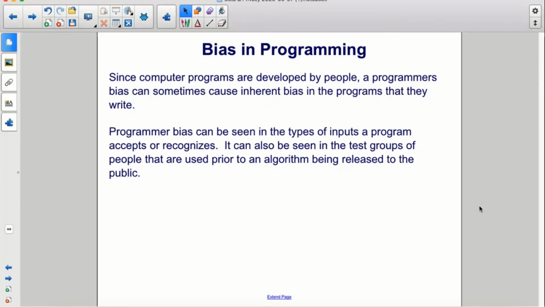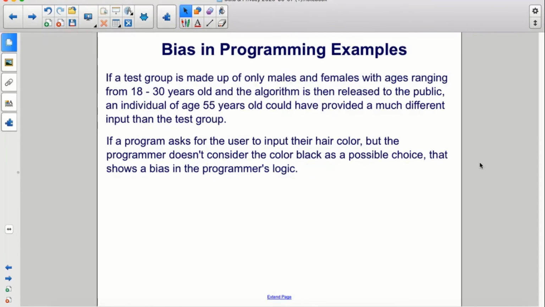Since computer programs are developed by people, a programmer's bias can sometimes cause inherent bias in the programs that they write. Programmer bias can be seen in the types of inputs a program accepts or recognizes. It can also be seen in the test groups of people that are used prior to an algorithm being released to the public. If a test group is made up of only males and females with ages ranging from 18 to 30 years old, and the algorithm is then released to the public, an individual of age 55 years old could have provided a much different input than the test group.